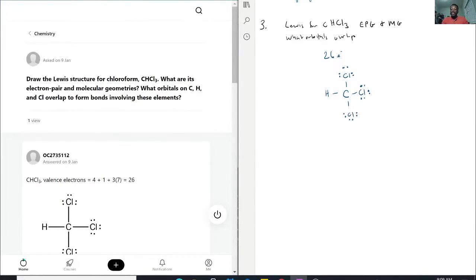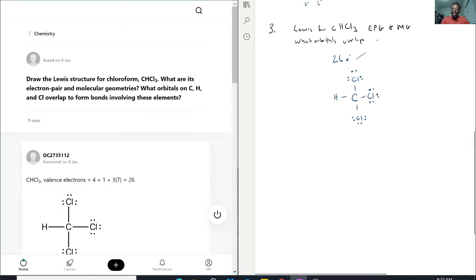Now let's check if we have the right amount of electrons. Around each chlorine are 6 more, and we have 4 bonds. So that's 4 bonds times 2, which is 8, and then 6 times 3, which is 18. So 18 plus 8 does indeed equal 26. So we're done with the electrons. That's good.